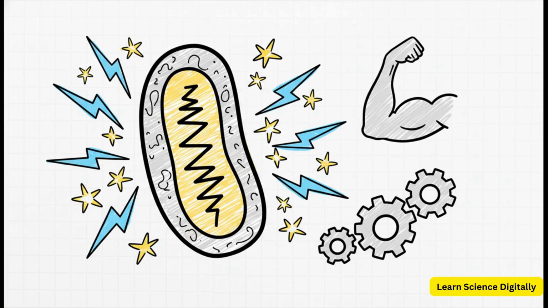Here's a super fascinating detail. It's a strict supply and demand system. So, for example, your highly active muscle cells have significantly more mitochondria in them than, say, your skin cells, just to keep up with the heavier workload.